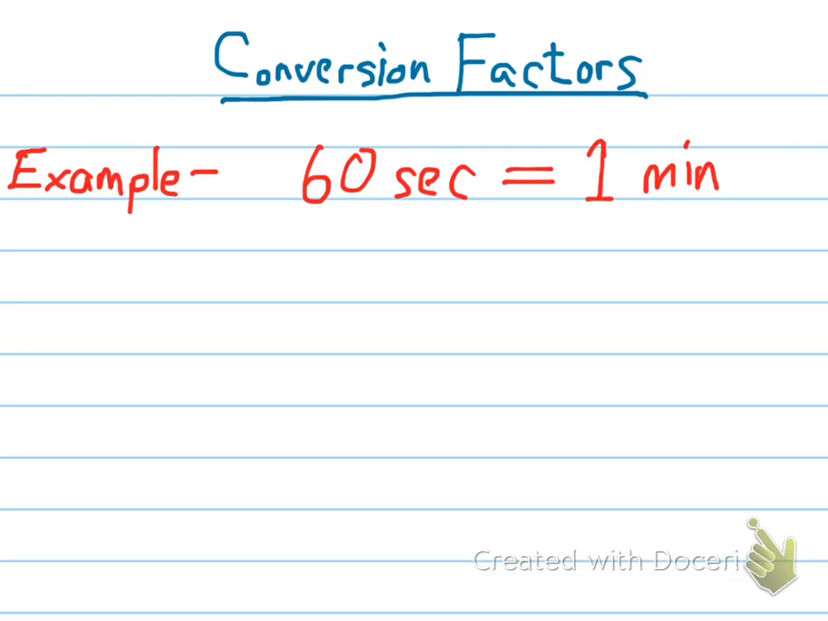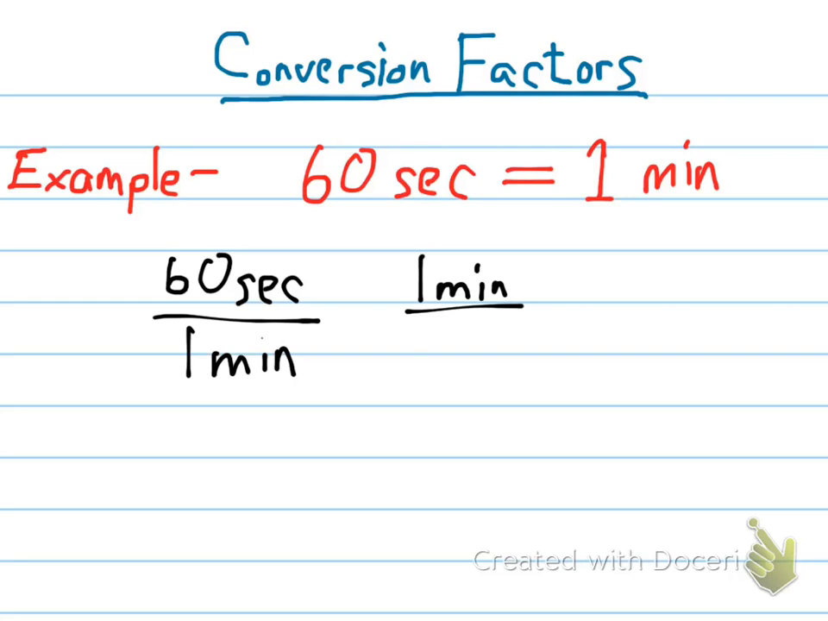For example, we take two equivalent time quantities, 60 seconds of time and 1 minute of time. They express and represent the same amount of time that is passing. And so if we take that relationship, 60 seconds versus 1 minute, we can express that in ratio form either as 60 seconds over 1 minute, or we could also express it as 1 minute over 60 seconds.